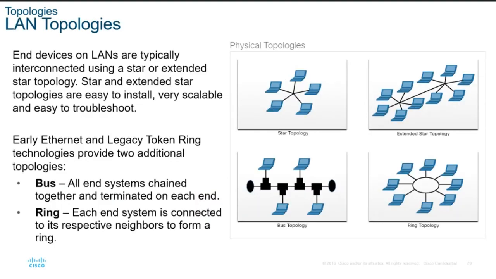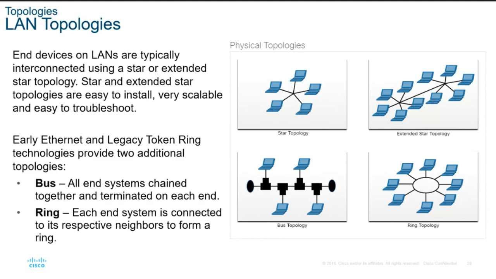Okay, the LAN topologies, or the local area network. In multi-access LANs, devices or nodes are interconnected using the star or extended star topologies. So we think of star topology and extended star topologies. This is what it looks like. It is easy to install, very scalable, and easy to troubleshoot.